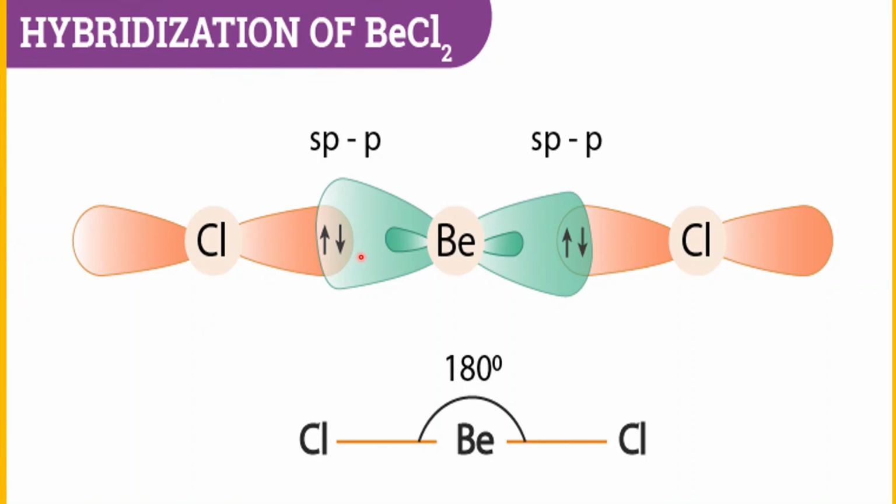So beryllium chloride has this type of structure. The central atom is beryllium. In beryllium, 2 sp hybrid orbitals are formed. With the use of these 2 sp hybrid orbitals, beryllium overlaps with p orbitals of 2 chlorine atoms. Therefore, beryllium chloride has a linear shape and the bond angle is 180 degrees.